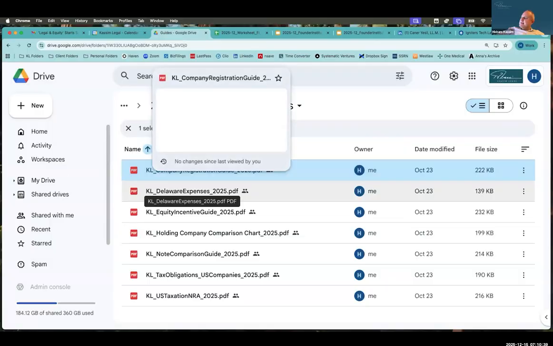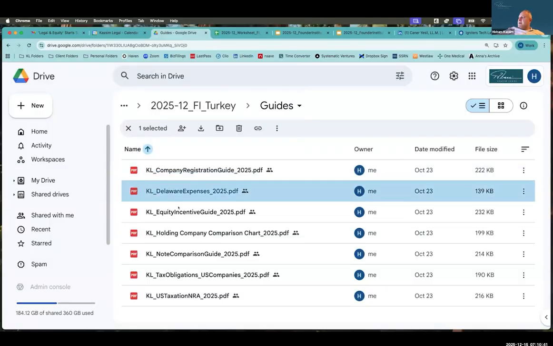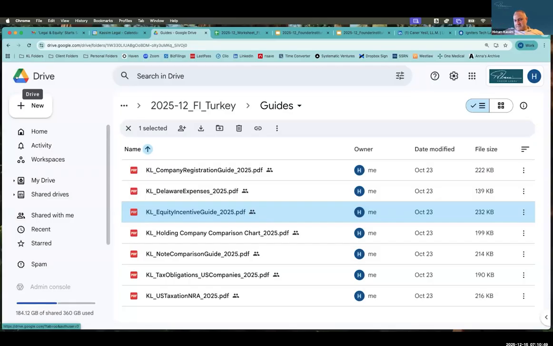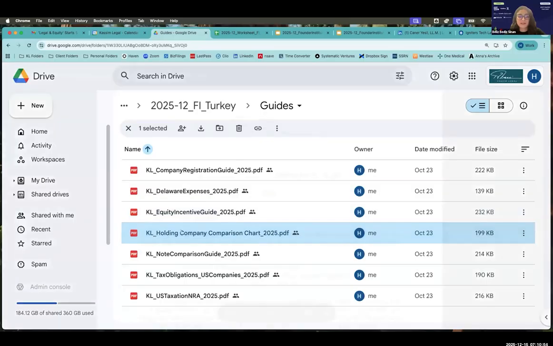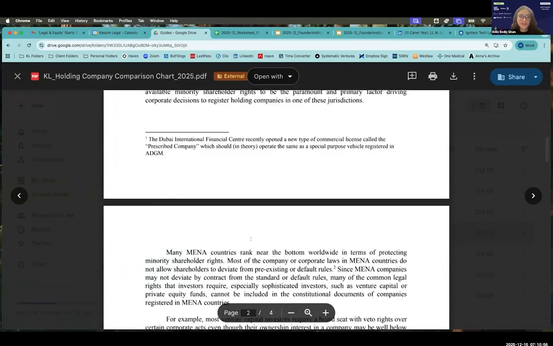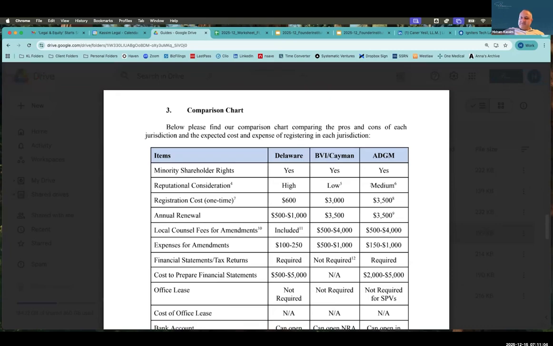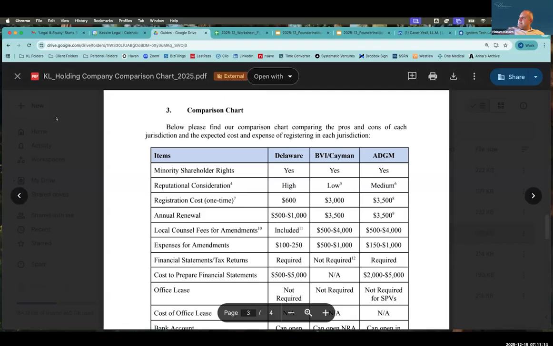We have what it costs to register in Delaware, ESOP guides, how much you should grant. So I think we can make all of this available, right? Yes, we can share the folder link. There's also this guide that compares where to register between Delaware, Cayman, BVI, and ADGM, which is a jurisdiction in MENA. It's called the Abu Dhabi Global Market. And then the pros and cons and the cost.